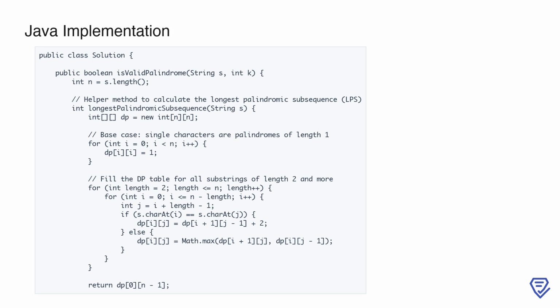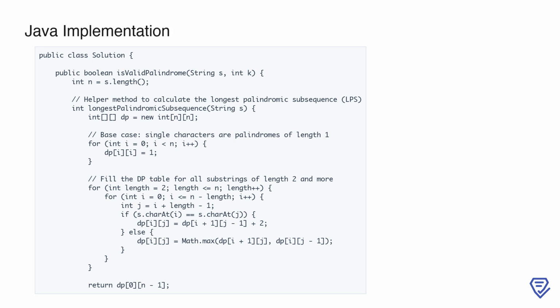Inside this method, we initialize a 2D array dp to store the results of subproblems, where dp[i][j] represents the length of the longest palindromic subsequence within the substring from index i to j. First, we handle the base case where single characters are palindromes of length 1, so we set dp[i][i] to 1 for all valid i. Next, we use a nested loop structure to fill the dp table for substrings of length 2 and greater.